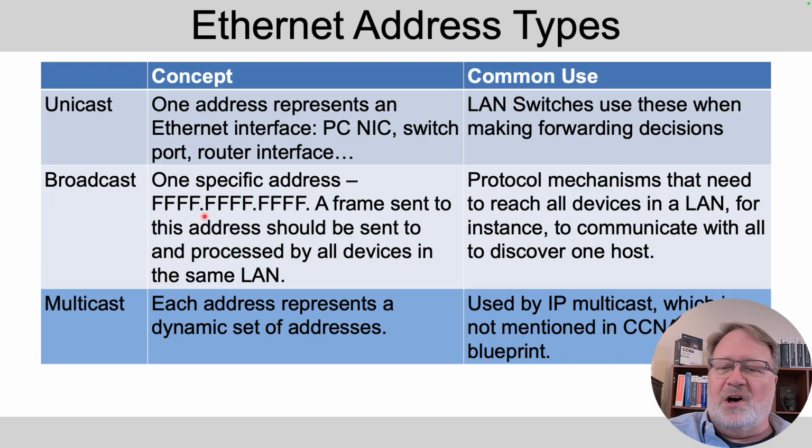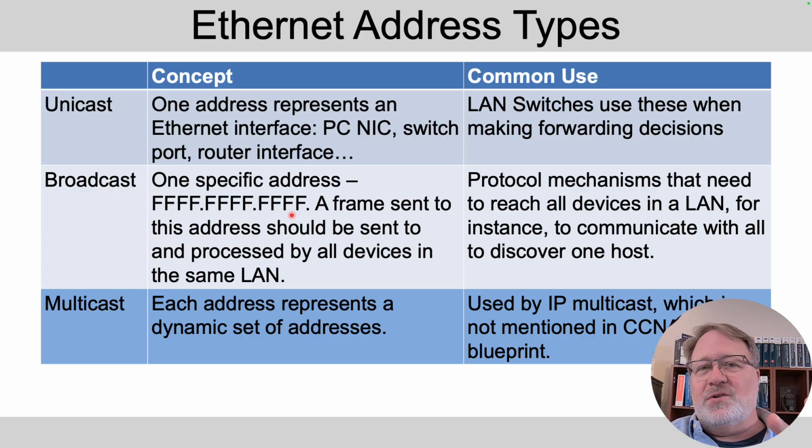Now, there's exactly one special address called the broadcast address. Its value is the all binary ones address, which in hexadecimal is all Fs, so 12 Fs there. The purpose of that address is, when you send a frame to the broadcast destination address, the switches in the network are supposed to flood that frame so everybody in the same LAN gets a copy of it. So it's a way for a protocol to send a message to everyone in the Ethernet.